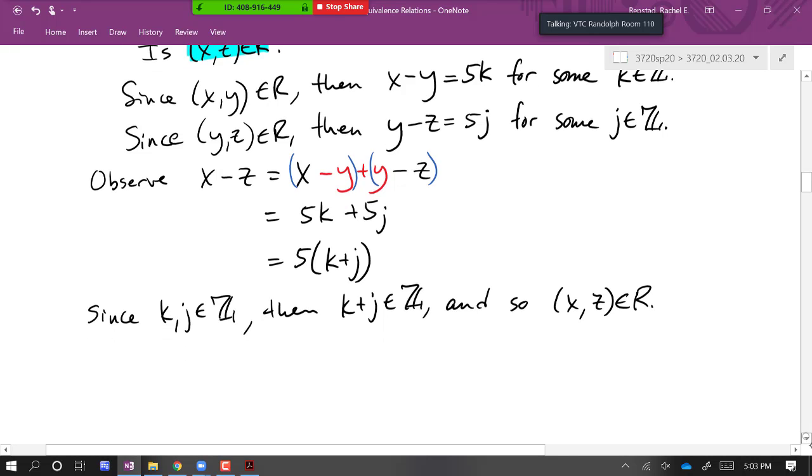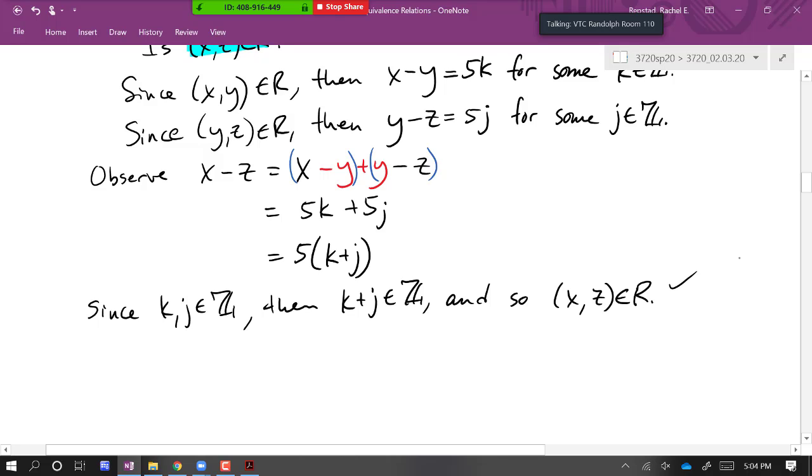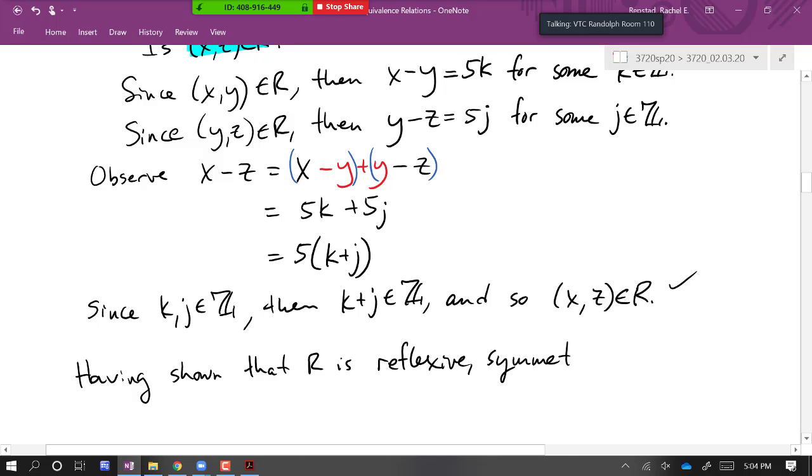And then, just a nice concluding statement. So we showed that it's reflexive, symmetric, and now we just barely finished showing that it's transitive. So something like, having shown that R is reflexive, symmetric, and transitive, it follows that R is an equivalence relation.